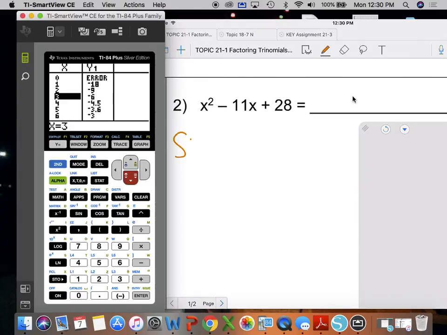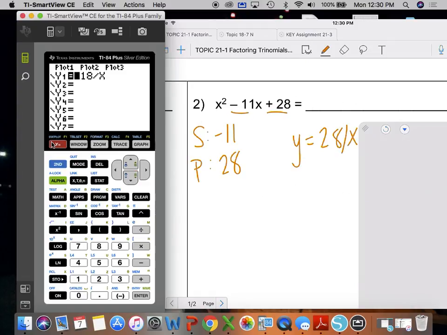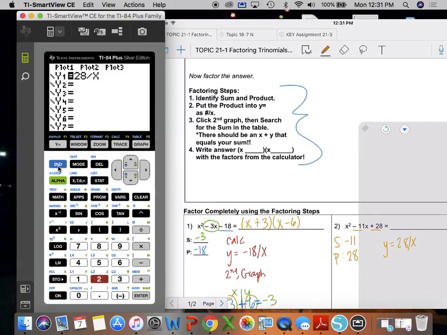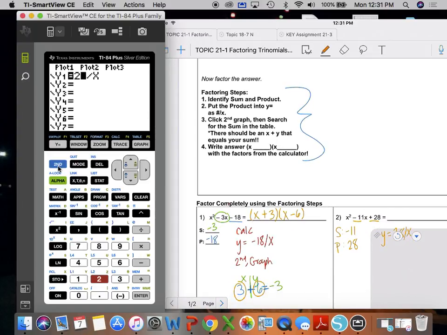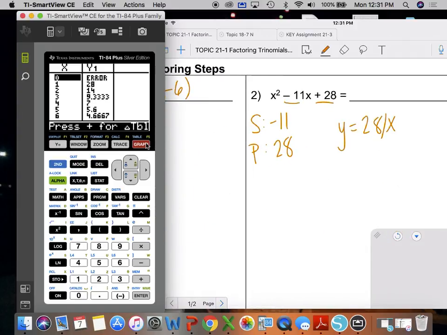So for problem 2, my sum is -11. My product is a +28. So in y equals, I put the product, 28 divided by x. And again, these steps are listed up here. This is step 2, put the product into y equals as the number divided by x. Step 3, click second graph, then search for the sum. There should be an x and a y that add to your sum. So I am looking for two numbers that add to a -11.